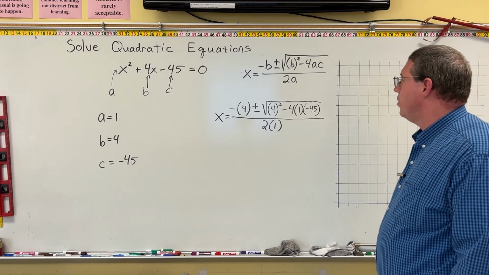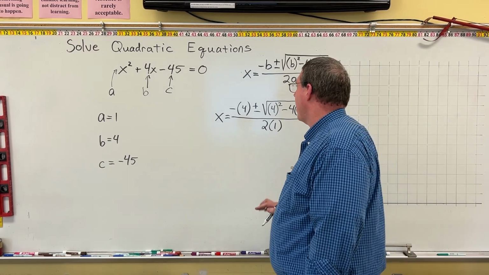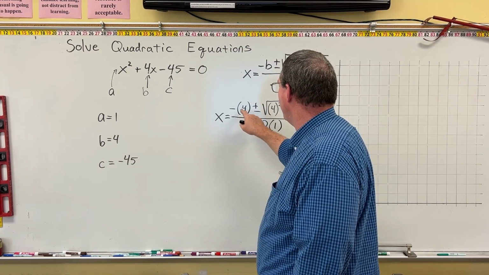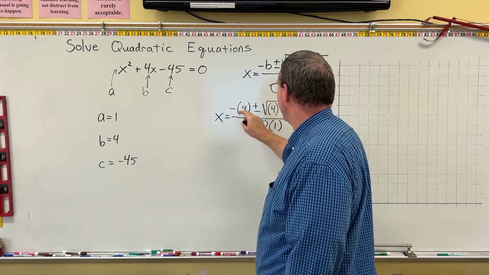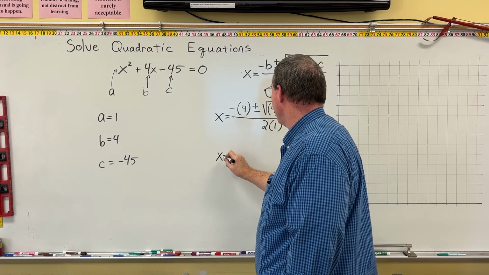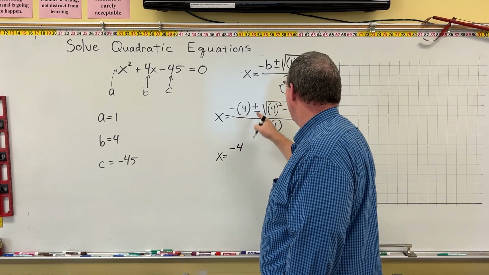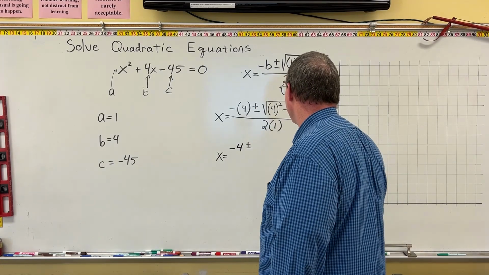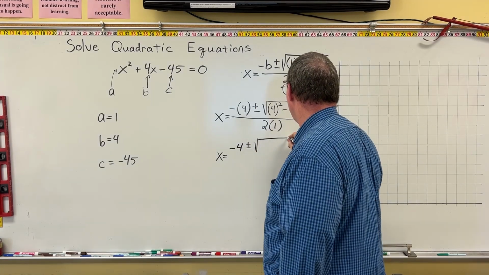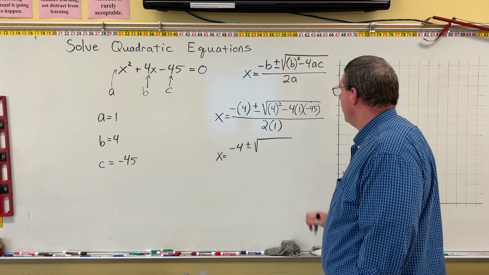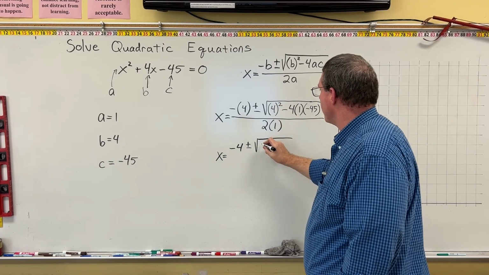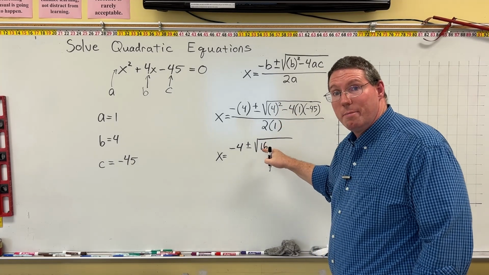And so what I now want to do is, the way I do it very carefully, is I resolve all my parentheses. So I'm going to change this negative parenthesis 4 to just negative 4. So I'm going to say X is equal to negative 4. Then I'm going to bring down the plus or minus. Then I'm going to draw my radical here, my square root. 4 squared is 16.